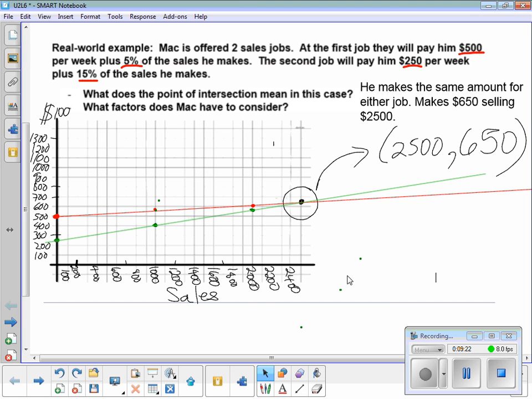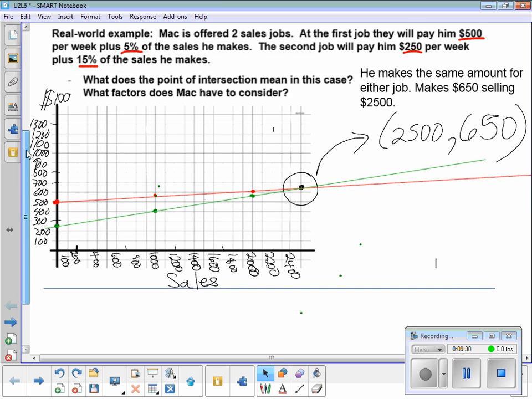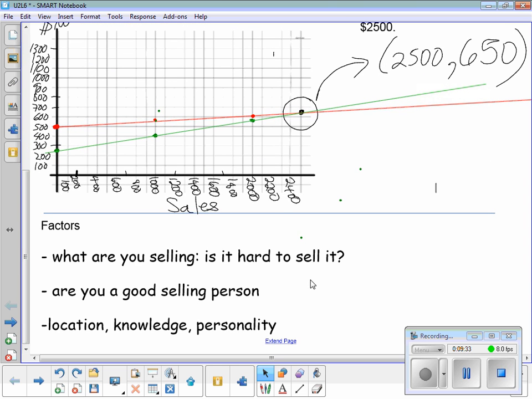Okay, so which one would you suggest Mac chooses? Well, that's where those different factors come into play. First of all, what's he selling? If he's selling cars, then it should be no problem, but he's not going to sell maybe a car every week. Is he selling candy? That might be easier to sell, but to make $2,500 worth of candy sales might be difficult. So what is it you're selling? Is it going to be hard to sell?